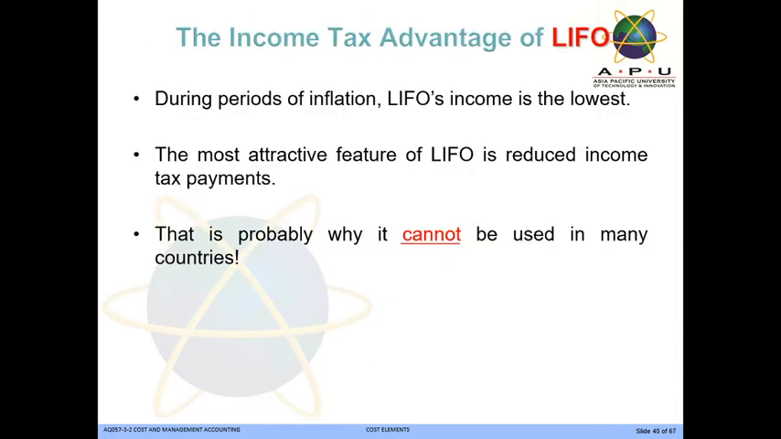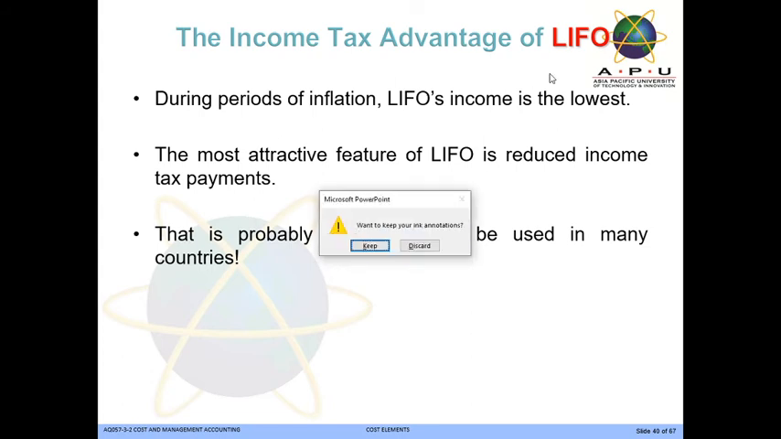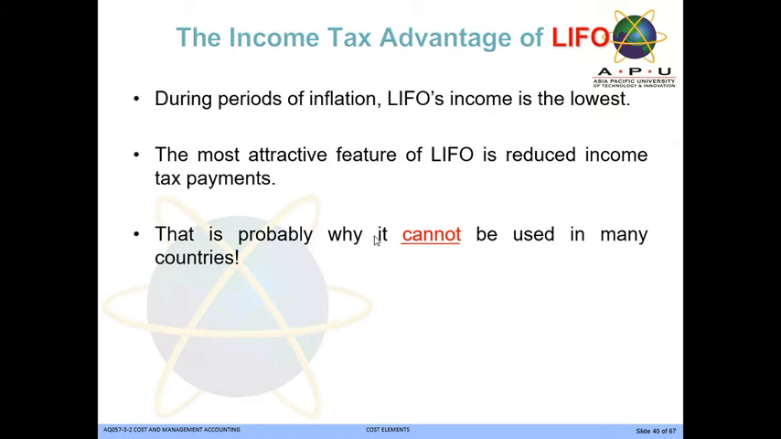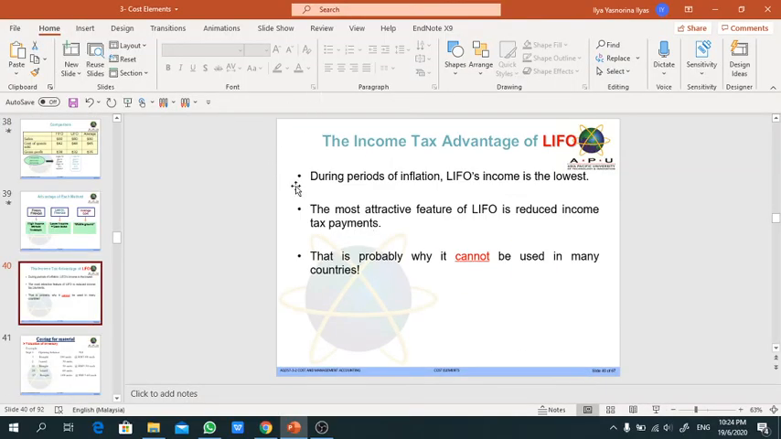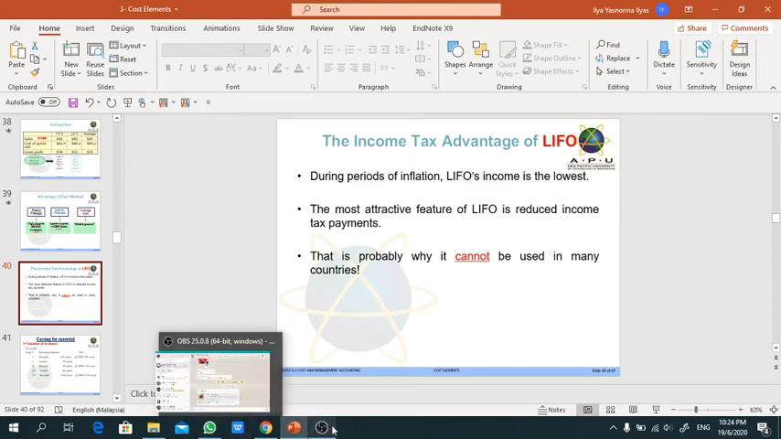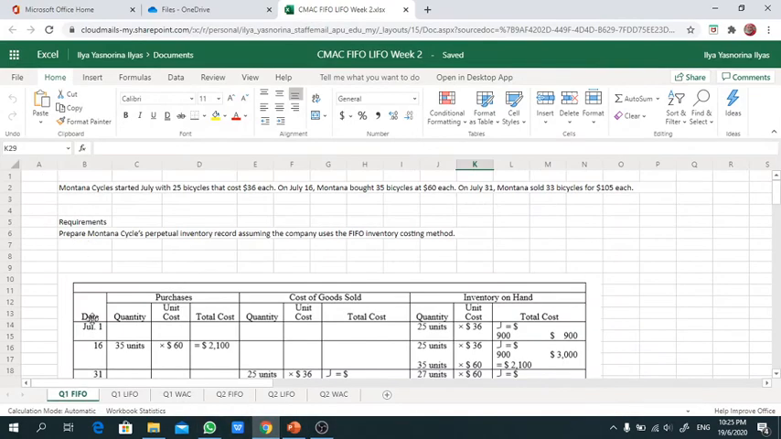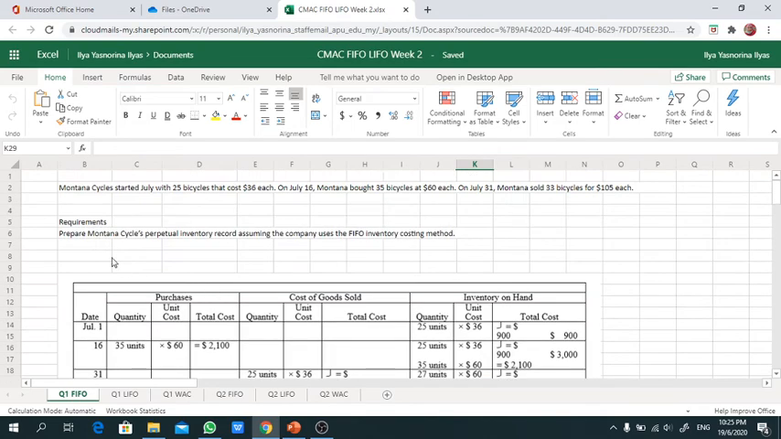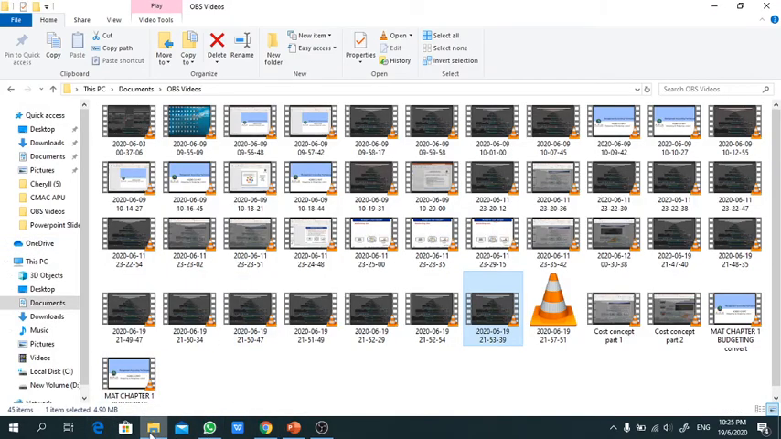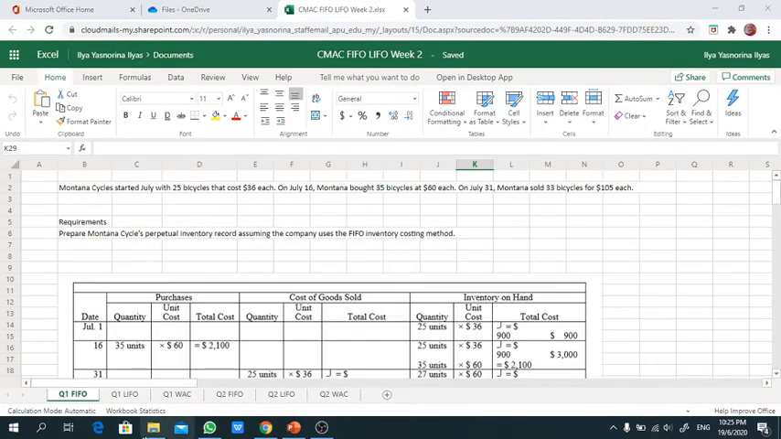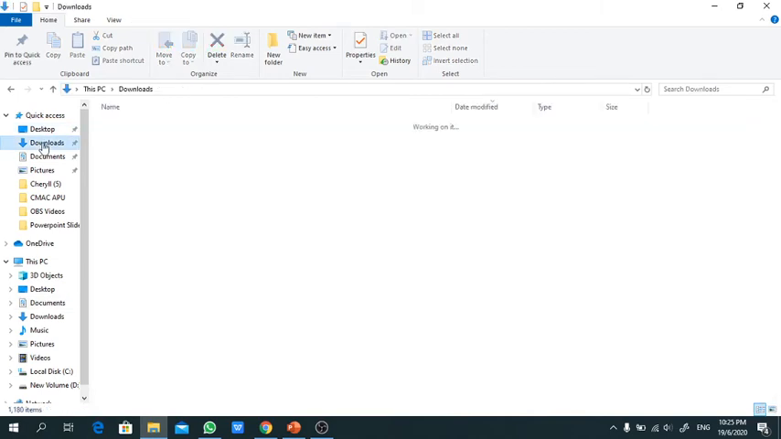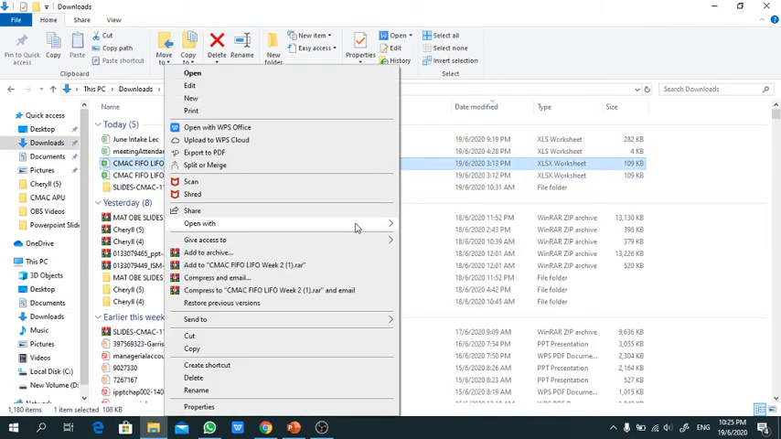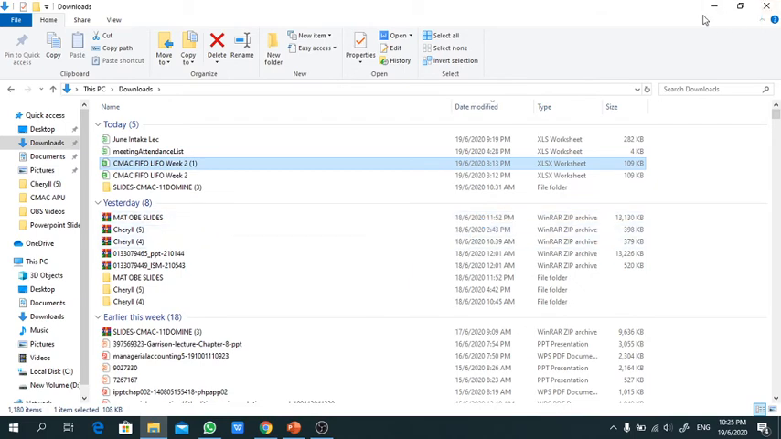Okay, so I want to go through the example that I gave you just now, so that this will be your guidance. I already gave you this question. They have 2 questions, and we will go through this one. This is the first question, Montana Cycles. I think it's better to open my download, so it's easier for me to sketch.